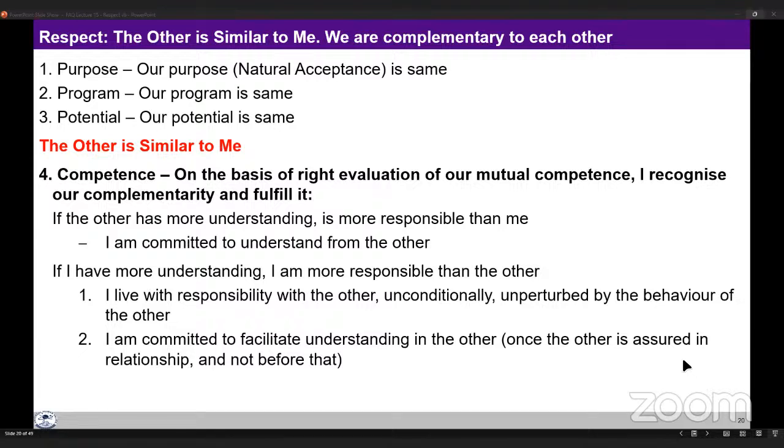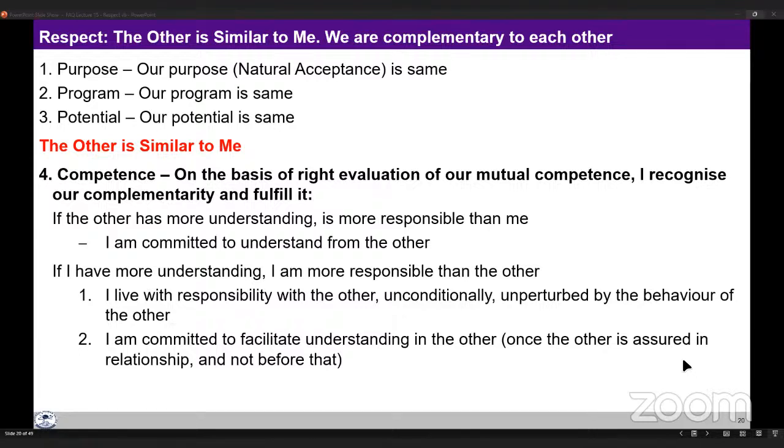So yes, as Geeta Didi was saying, my husband shouted at me. I am able to see that right now, at that point in time, my competence is more and my husband's competence is less. What do I do? I act with responsibility. I live with responsibility with the other, unconditionally and unperturbed by the behavior of the other. I am committed to facilitate understanding in the other.